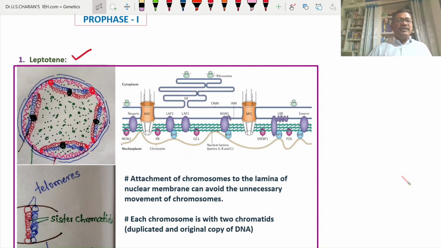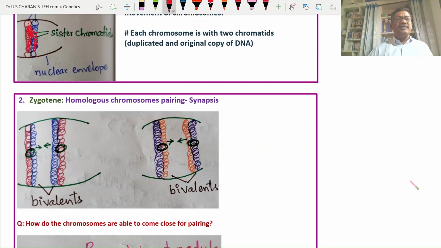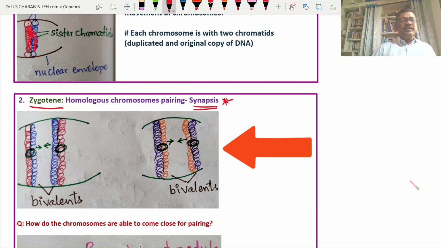Now actually each chromosome contains two chromatids, but they are not clear because they are highly coiled structures. Now the second stage is the zygotene stage. Homologous chromosomes are pairing, that is called synapsis. The important step, synapsis, takes place during this stage. These two are the homologous pair of chromosomes. In each homologous chromosome, there are two strands, which could be called chromatids.